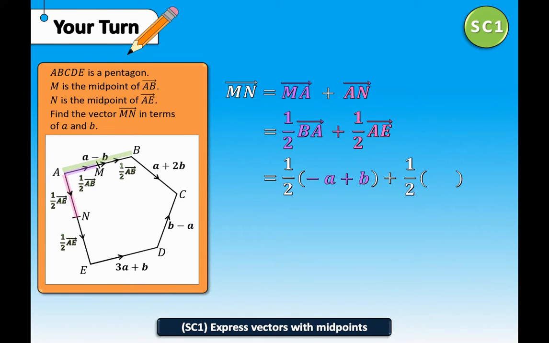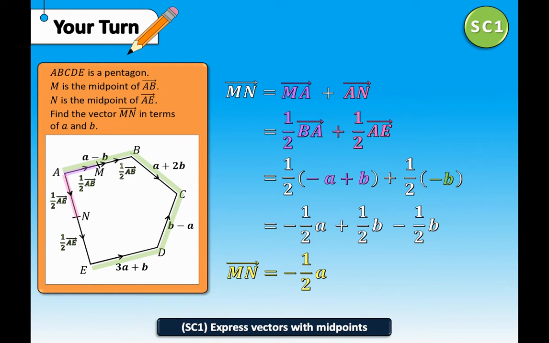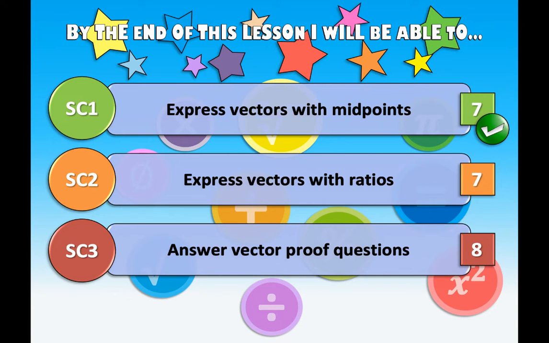So that's going from A to B, from B to C, from C to D, and then from D to E. And that all simplifies to minus B. So if we expand both brackets and then simplify, we just get minus a half A. So now we've completed success criteria 1. So now we're going to move on to success criteria 2, which is to express vectors with ratios.